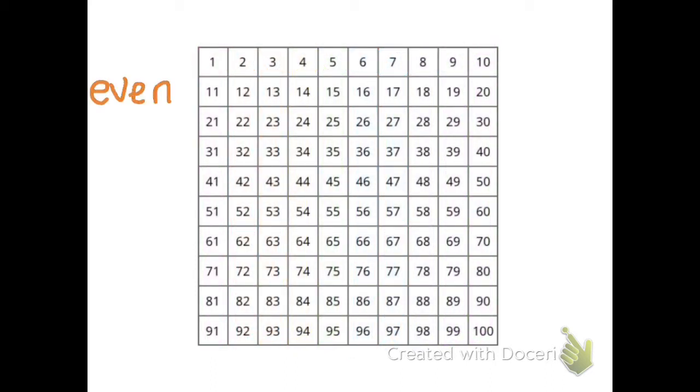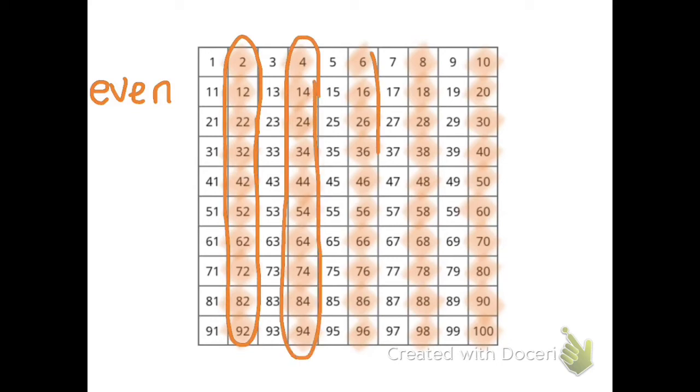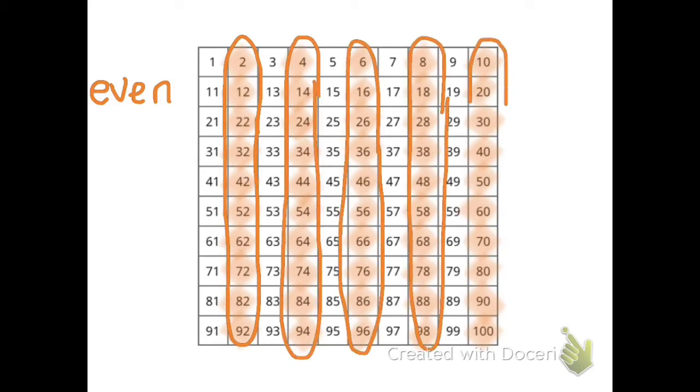Another pattern we see clearly on the 100 chart is odds and evens. All the even numbers are highlighted in orange. Do you see that beautiful pattern? Where are the odd numbers?